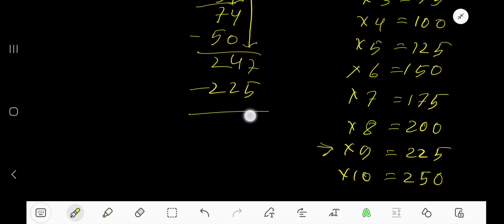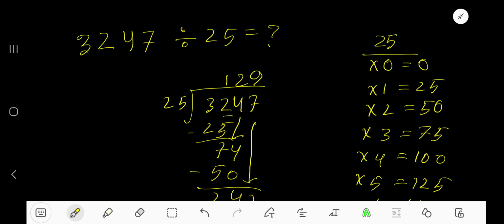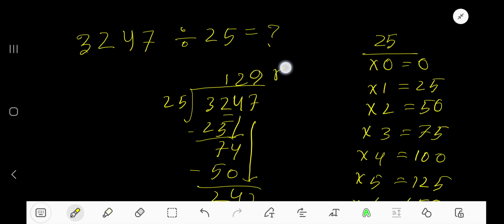Now subtract: 5 from 7, you are getting 2. Then take away 2 from 2, that is 0. That is 22, your remainder. So our answer is 129, remainder 22. If you want, you can write just the remainder, 22, but this is the result.